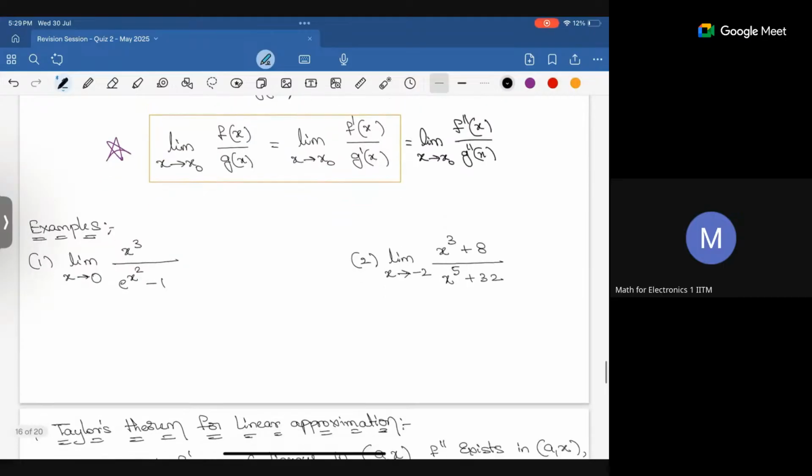Okay, so here are some examples. If we directly substitute, we'll see what happens and then we'll come back. So this is 0 cubed divided by e power 0 squared minus 1. We can see that we will be arriving at 0 by 0 form, right? And then we can use L'Hopital's rule.